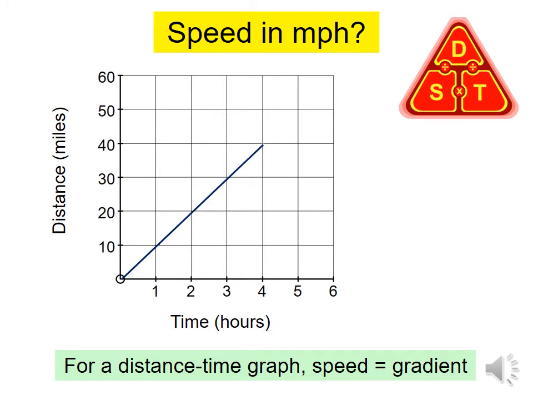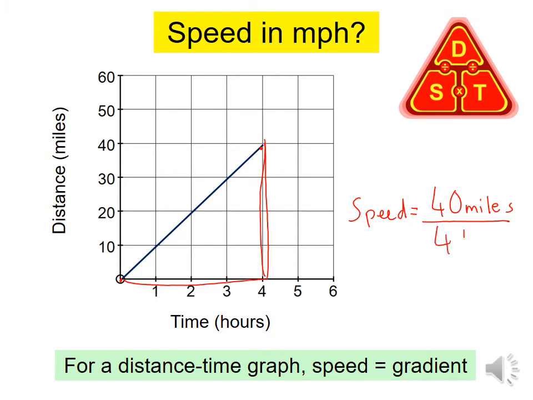Okay, I will go through it now. So we should have picked two easy points. I'm just going to pick this one here and this one here, and make a little triangle because that will help us with our gradient. Now, remember, speed is gradient, and gradient is change in the y direction, which is here, which is 40 miles, over the change in our x, and our x is in hours, and that is 4 hours. Therefore, 40 divided by 4 is 10, and it is 10 miles per hour.